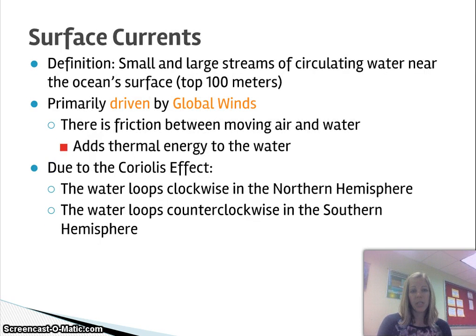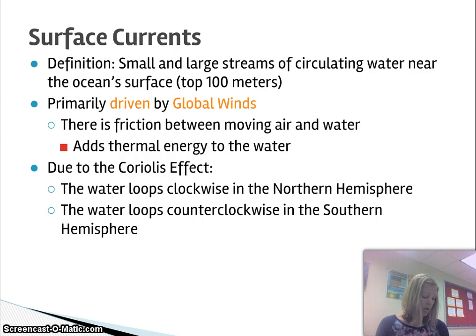So, the definition of surface currents: these are small, which really means narrow, or large, meaning wider, streams of circulating or just moving water near the ocean's surface. So we're thinking about the top of the ocean surface down to about 100 meters, which is equivalent to approximately 300 feet.